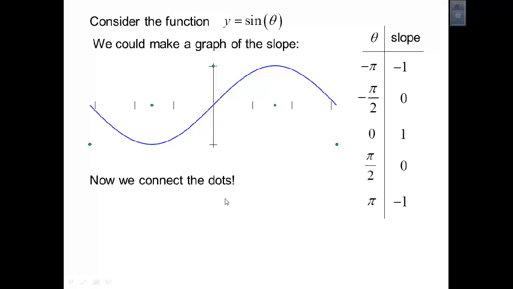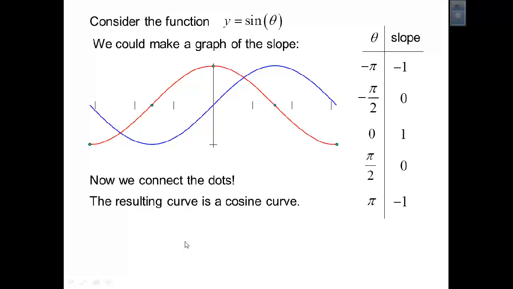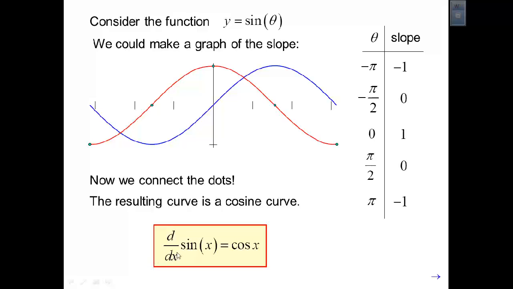Well, if we connect those dots, we have something that hopefully you recognize. That is the cosine function. The resulting curve that we get is a cosine curve. So according to that, the derivative with respect to x of sine x is cosine x. That's literally how you could figure it out. There are other ways to derive it, but that's a way you could figure it out.